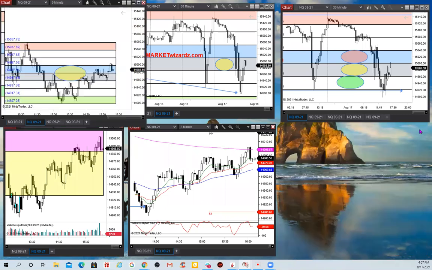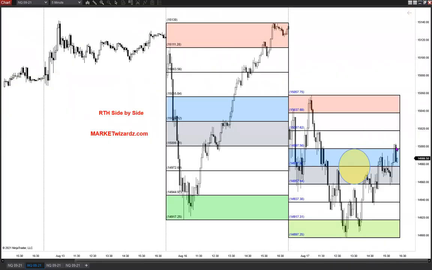On the RTH chart, we can see we got our 60 back push, right? Took out the high, couldn't sustain it, fell back below it, the IB high, and then bounced to the middle, came back, made the new low, and then obviously a 60 back. So this is a pretty strong bounce into the close.